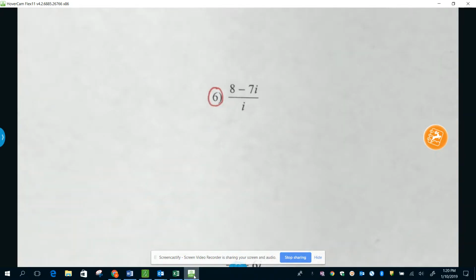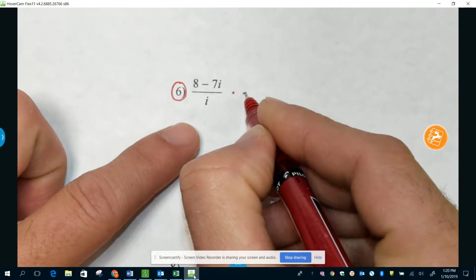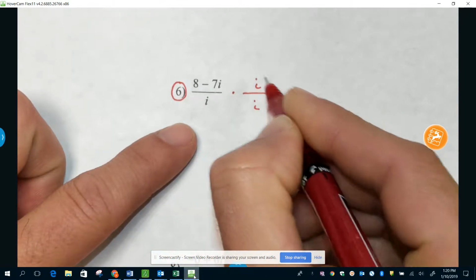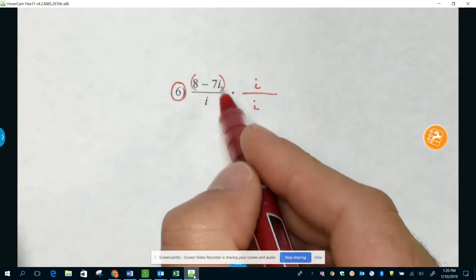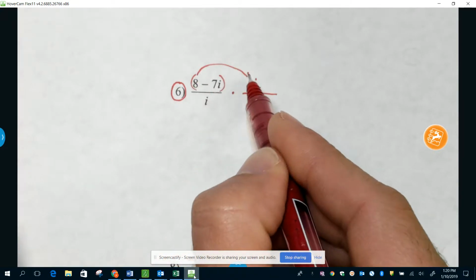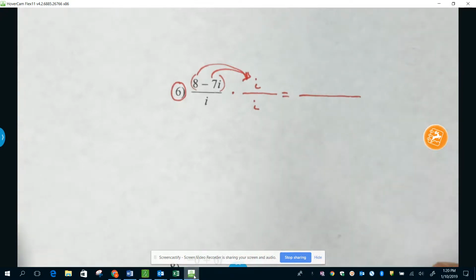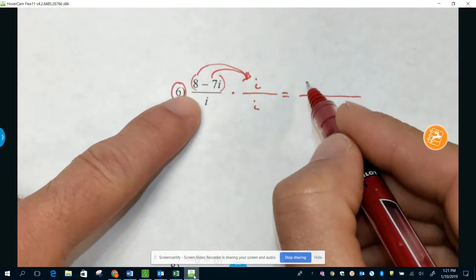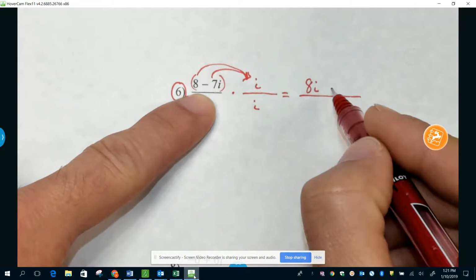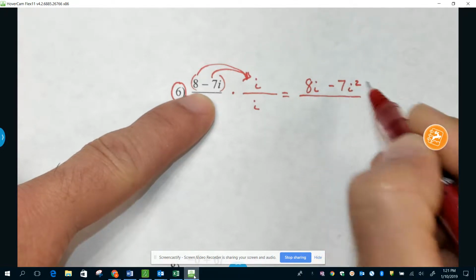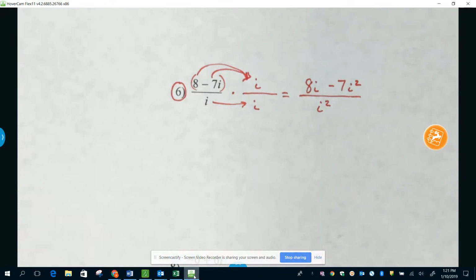All right, again, we have a single term in our denominator, so we're going to multiply again by i over i. Here I want to identify my group, because now when I multiply my numerator, I've got to multiply the 8 times the i and the negative 7i times the i. Got to do both of them. So 8 times i gives me 8i, and negative 7i times i gives me negative 7i squared. And in my denominator, i times i gives me i squared.